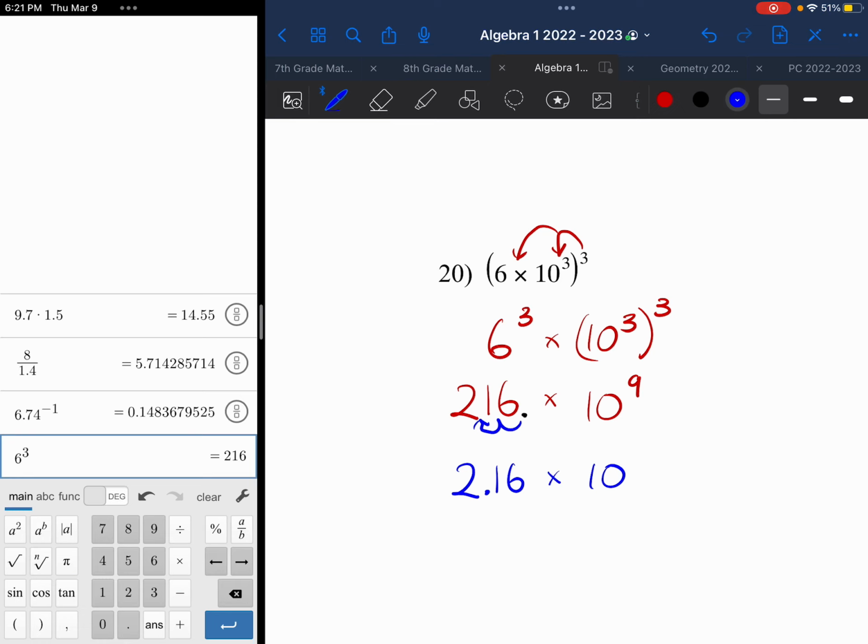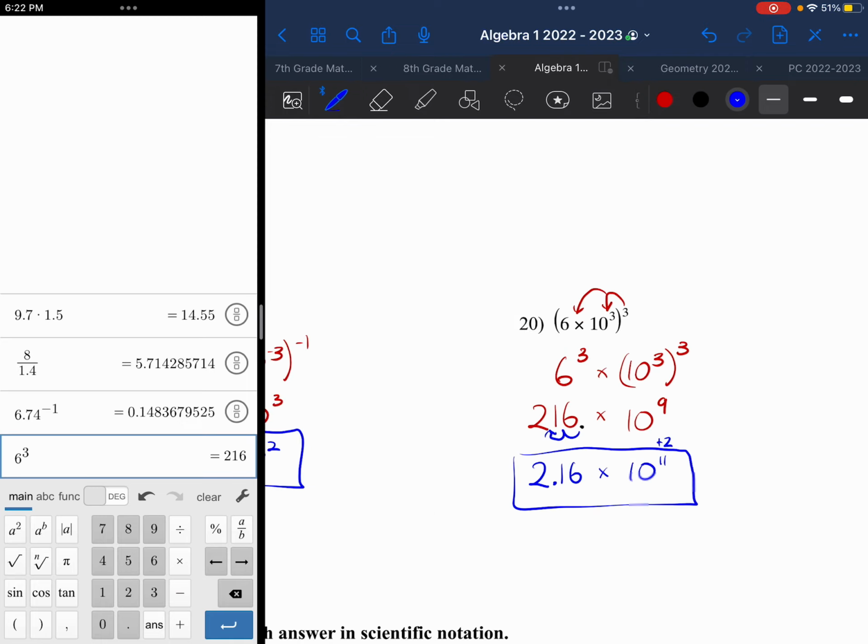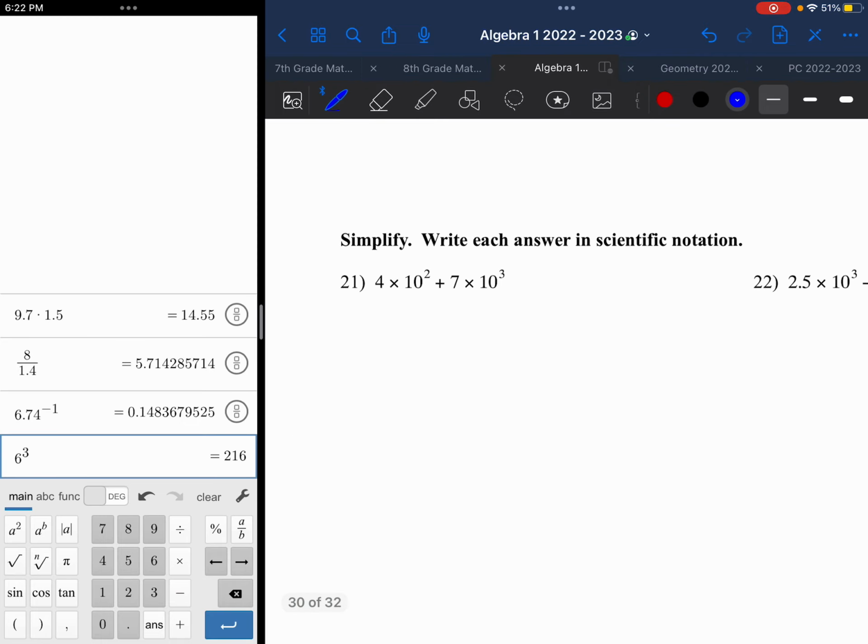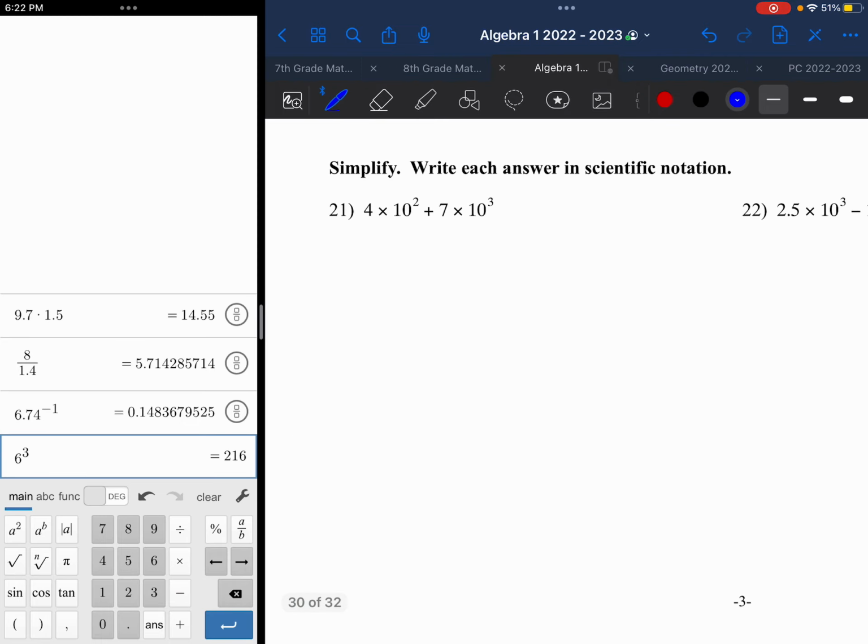This number is going to be plus 2, and I'm going to get 11. So there's our final answer, 2.16 times 10 to the power of 11. And then we have our last 2 problems on our practice test.